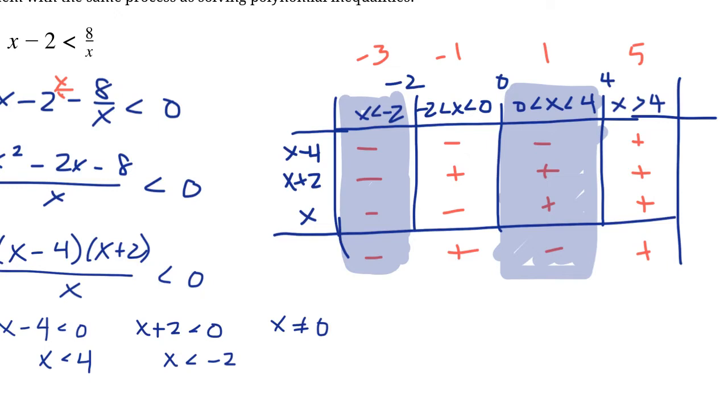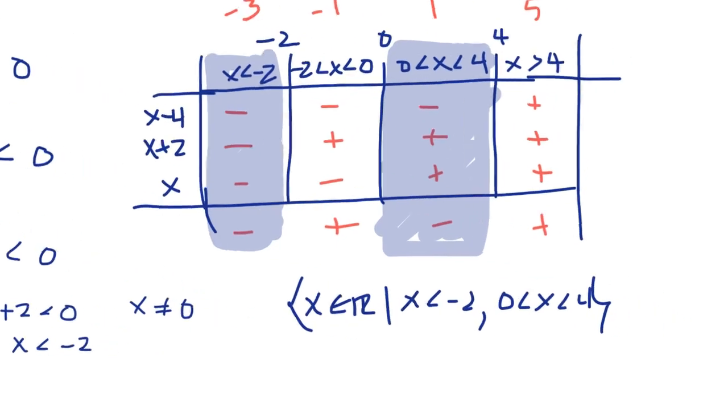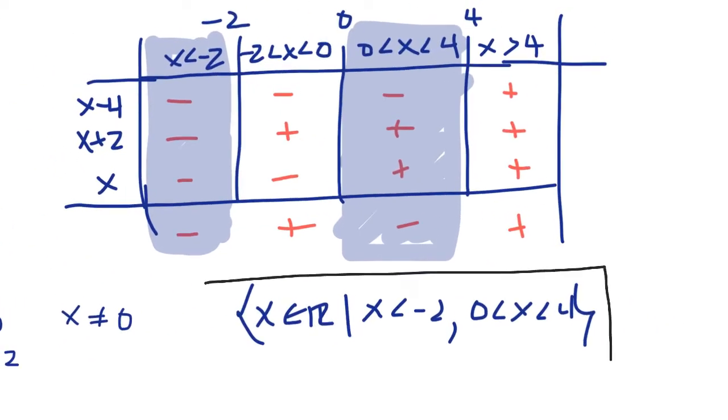So we could write out our final answer as x is an element of real numbers. If we want to write it in set notation, x is an element of real numbers such that x has got to be less than -2 or between 0 and 4. Keep in mind here, this is a less than sign, not a less than or equal to sign, because the sign in the original question was just a less than sign. So just to clarify, this notation for our final answer is called set notation.